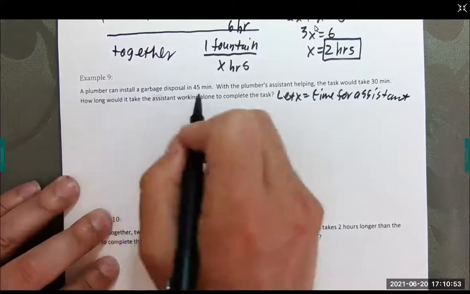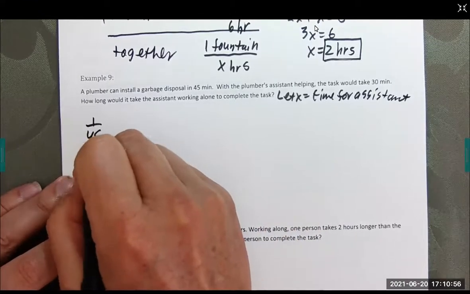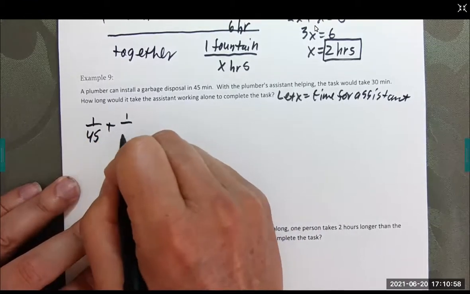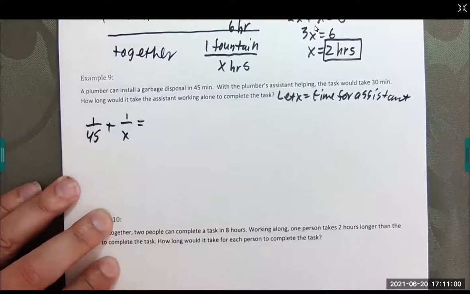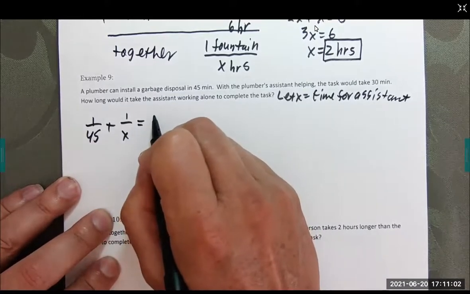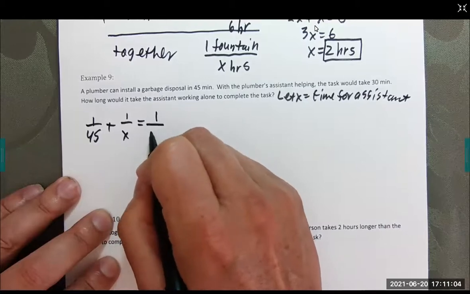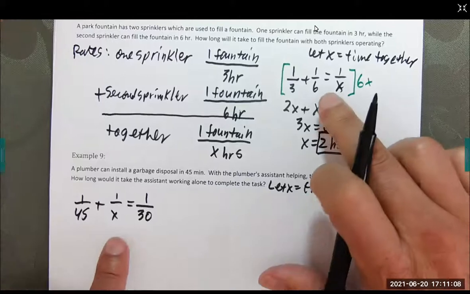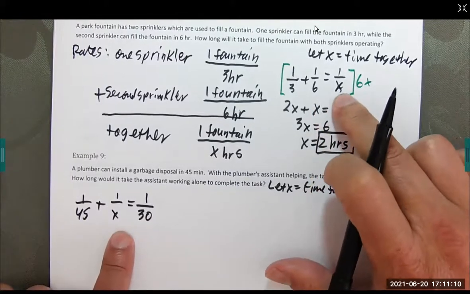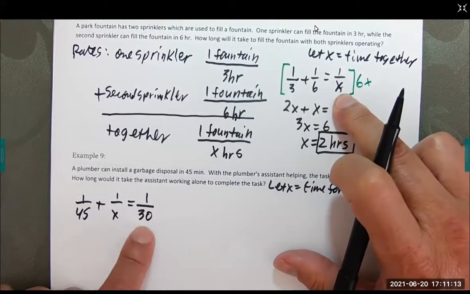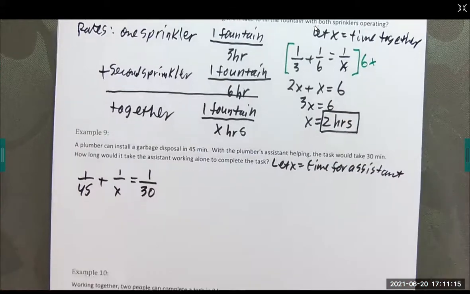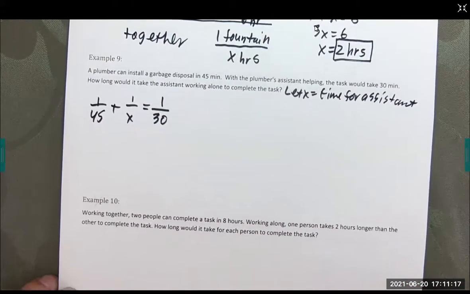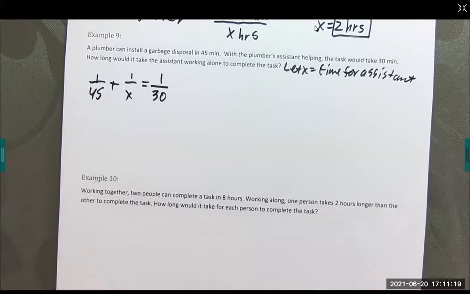So the plumber can do it in 45 minutes. The assistant, we don't know, so that's 1 over X. And combined, it's 1 over 30. So notice the setup is different between these. In the last one the unknown is the together. In this one, we know the together, we want the individual. So the LCD in this case is 90x.